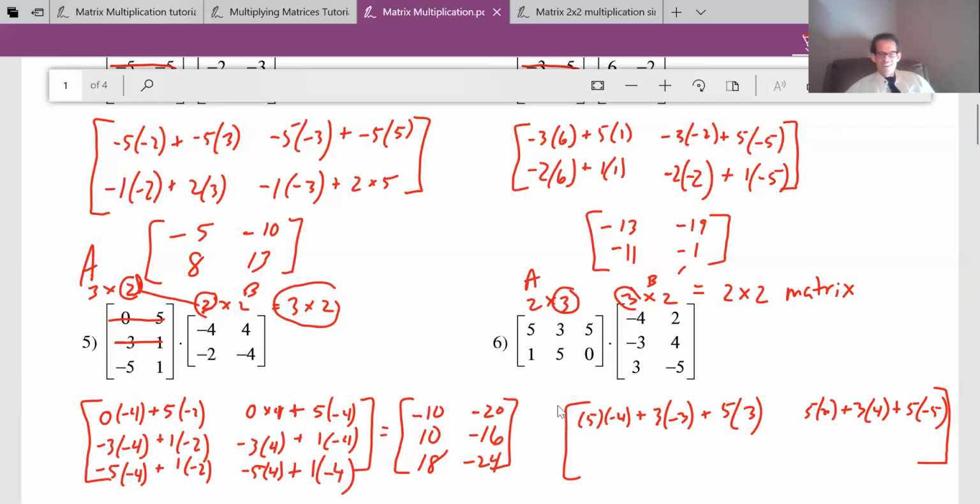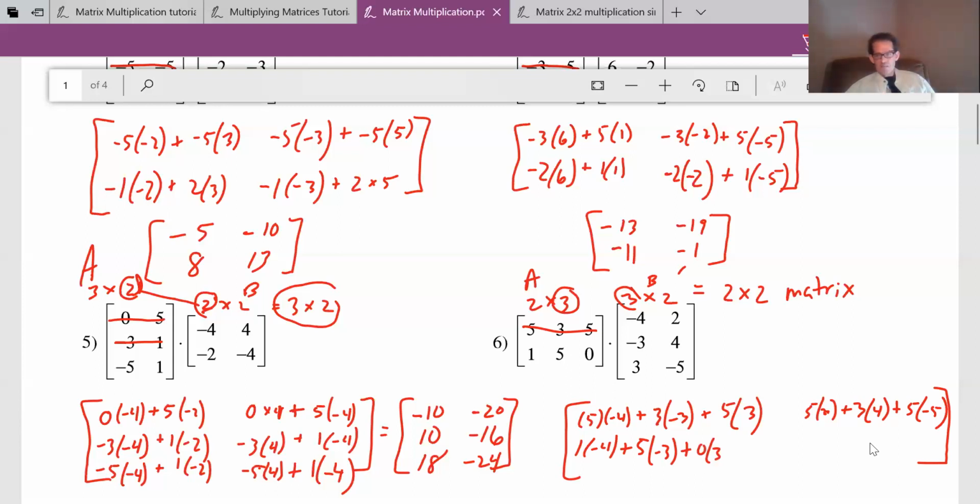Okay, now I'm all done with this row. So I'm multiplying this row by this column and by this column. Okay, so I have 1 times -4 plus 5 times -3 plus 0 times this 3 right here.